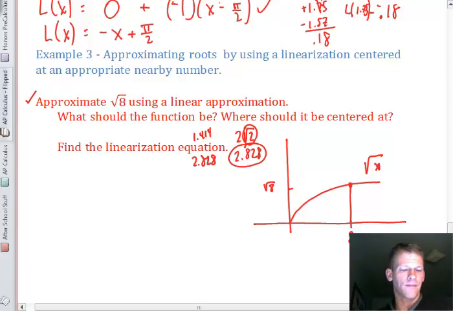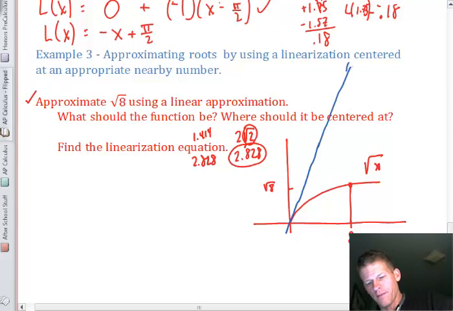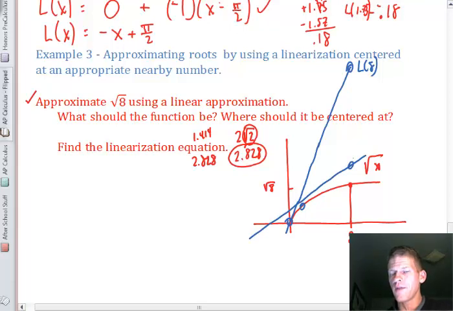So here's the thing. If I do my approximation at 0, do you see how the linear approximation is not going to be anywhere near, like this will be L at 8 if I centered it at 0. If I center it at 1, do you see how the linearization is going to be way off? There is an appropriate value to center this approximation at.